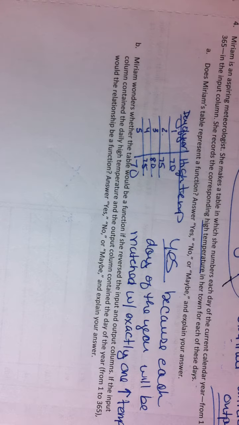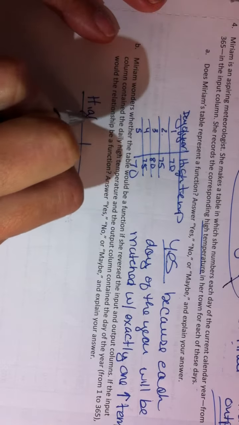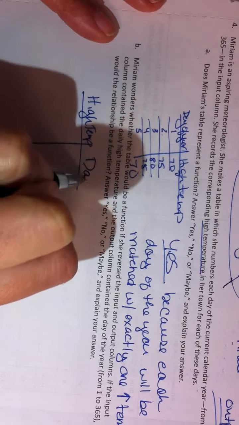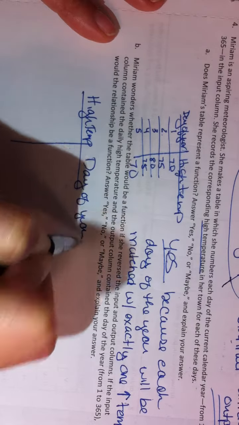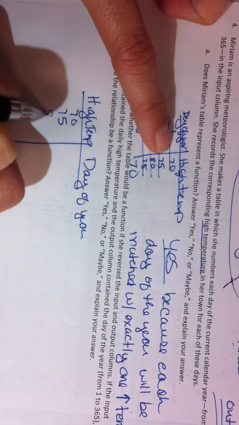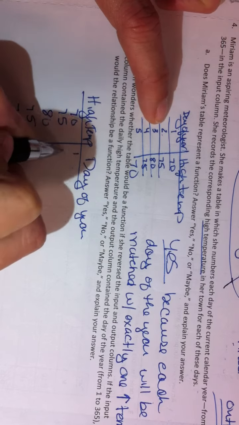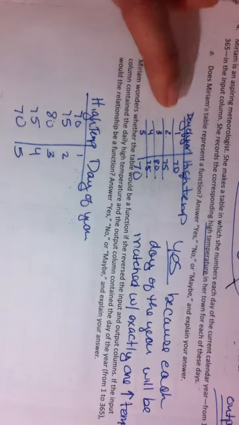Okay, Miriam wonders whether the table would be a function if she reversed the input-output columns. If the input column contained the daily high temperature and the output column contained the day of the year. Okay, so my plan is to recreate this, but flip-flop it. So over here, I'm going to write the high temp. And here I'm going to write day of the year. So my high temp went 70, 75, 80, 75, 70. And it went 1, 2, 3, 4, 5.